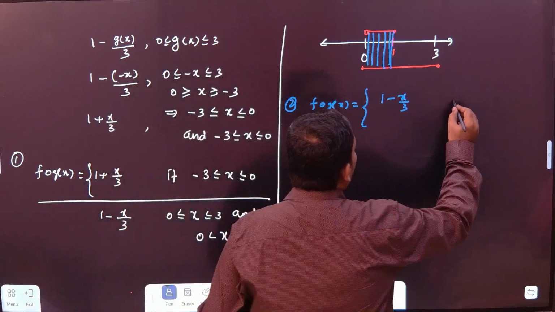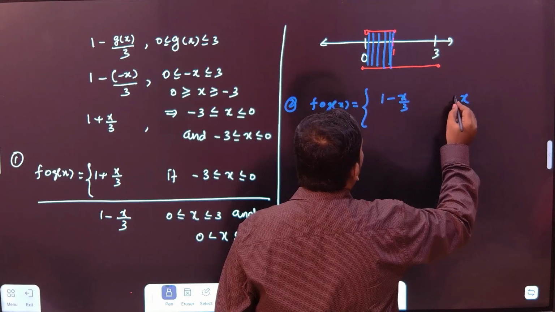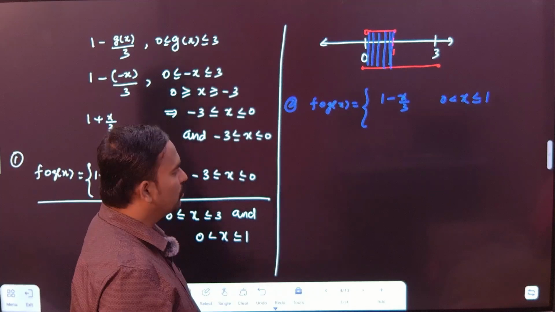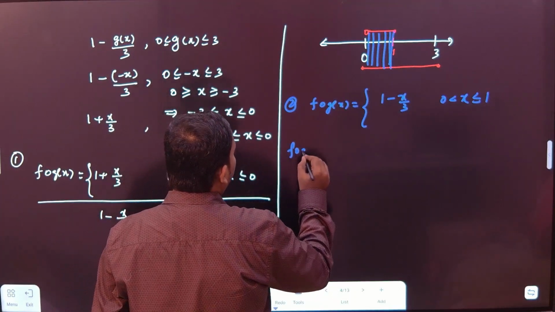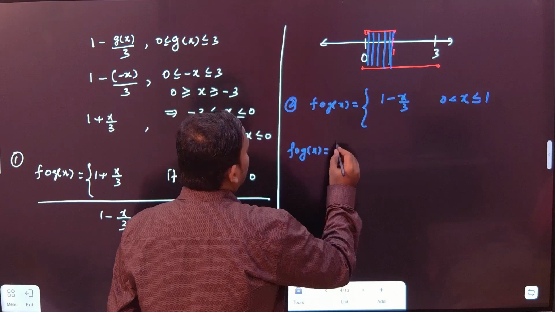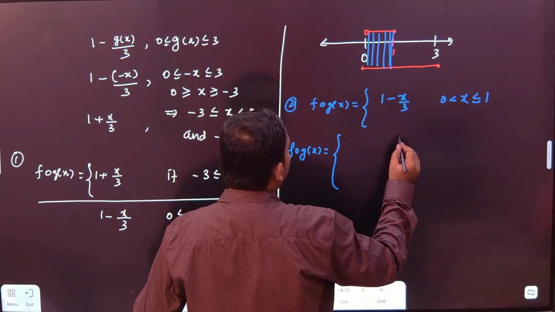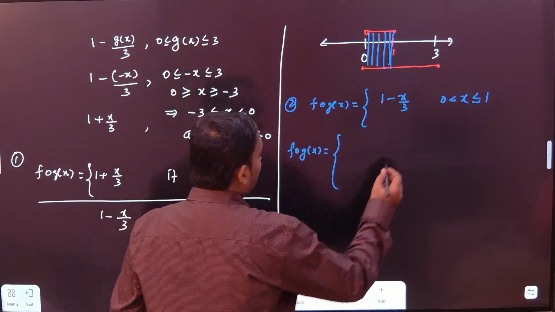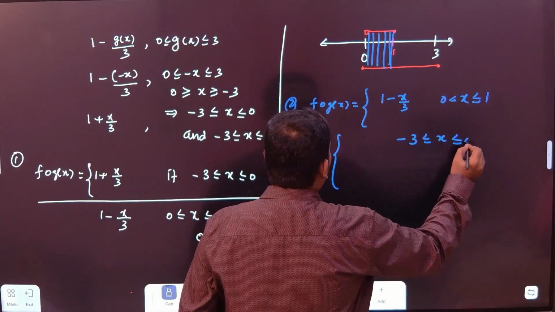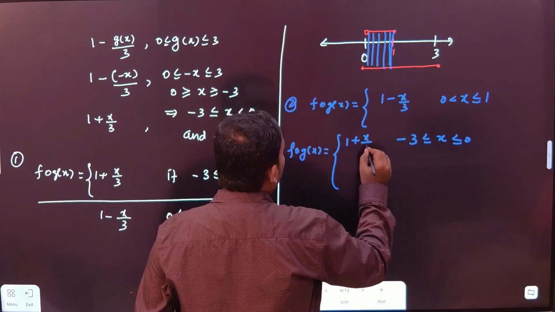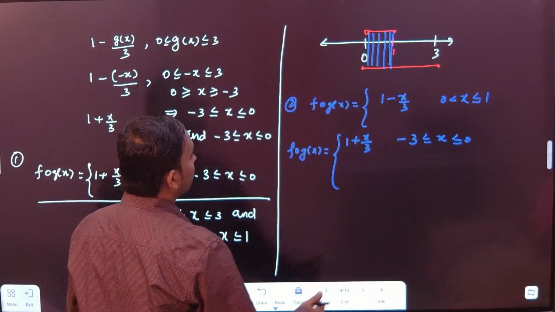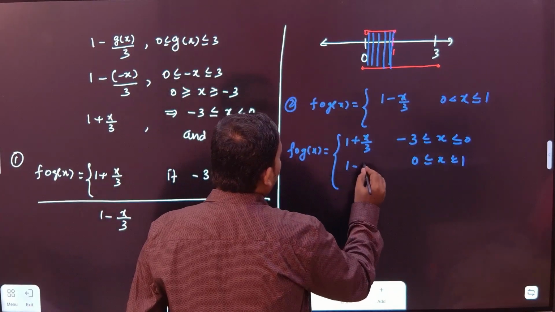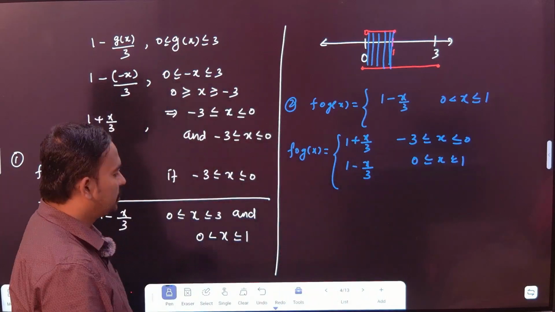So when x is, the common entry is what? 0 is not included, less than or equal to 1. You combine 1 and 2, the redefined function is f composition g of x. How to write? You can see the first one, when x is minus 3 to 0, it is 1 plus x by 3. When x is 0 to 1, then 1 minus x by 3. This is your f composition g of x.